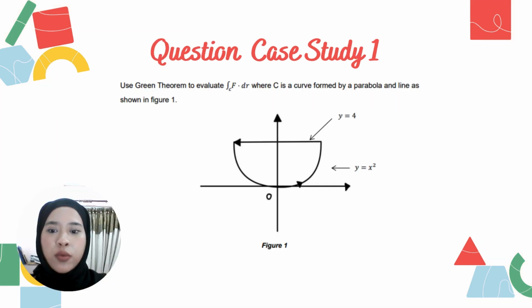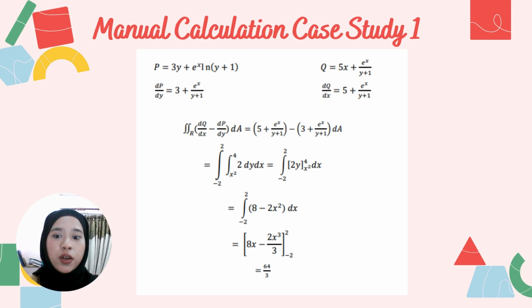Question for case study 1. Use Green's theorem to evaluate the integral of F dr where C is a curve formed by a parabola and a line, as shown in figure 1. The figure shows that the straight line is y equals 4 and the curve is y equals x squared. Okay, now we move to manual calculation for case study 1.